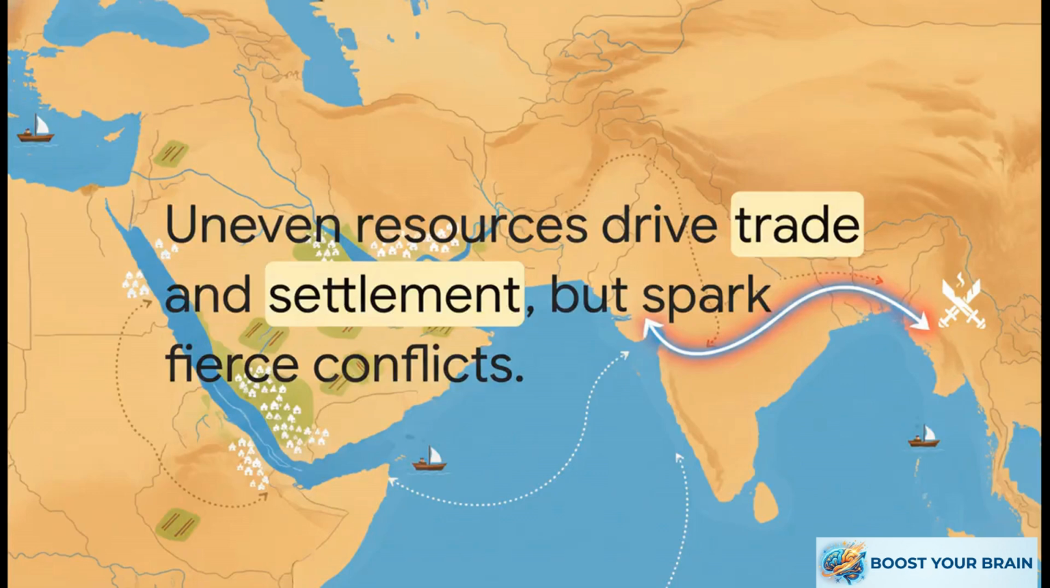But there is a much darker side to this. This imbalance also sparks severe disputes. For instance, when vital resources cross political boundaries, we see fierce conflicts. Just look at the intense, ongoing disputes between several Indian states, like Karnataka and Tamil Nadu, over the sharing of the Kaveri River. Resources literally represent survival and power.